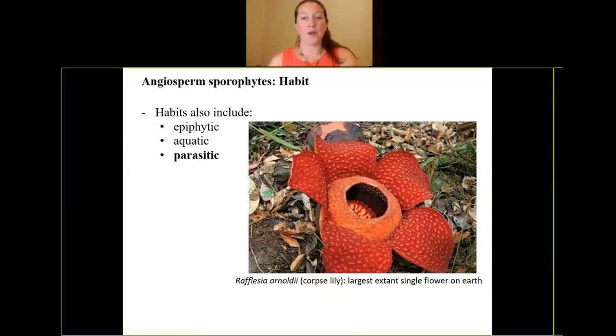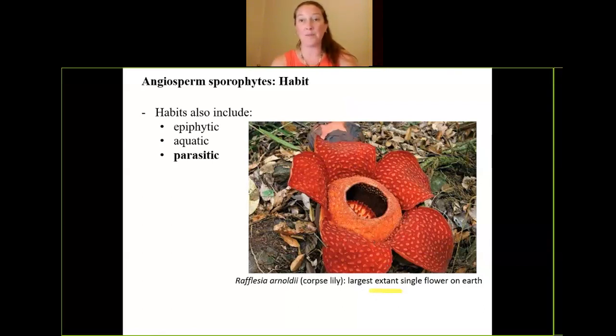This is another example of a parasitic plant. Some of you may have seen this before because it is the world's largest single flower. So this is one giant flower, and it's the largest flower that is still living. I'll show you this word down here. Extant just means it's still alive. So extinct, like the dinosaurs are extinct, right? Human beings are extant. We're still here. We are not extinct yet. We are extant.